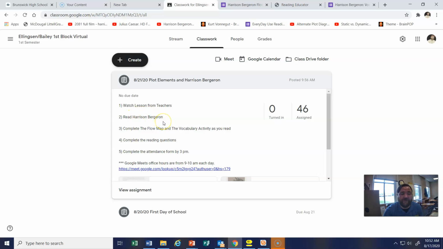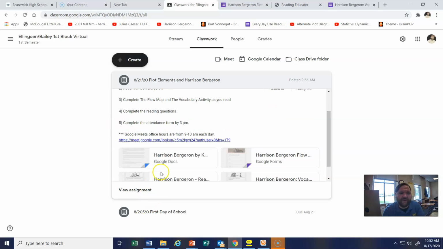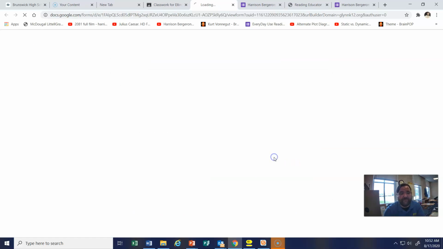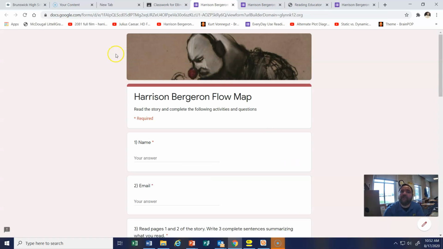While you're reading Harrison Bergeron, I'm going to have some activities I want you to do. One is my own version of a flow map, and the other is my version of Frayer models. These are a little hard to do on Google Forms, so I kind of messed around with them a little bit. So, you'll have your Harrison Bergeron pulled up, and then you will want to pull up your Harrison Bergeron flow map. It'll look like this. You know it's the right one because it'll have this clown-looking thing up here.